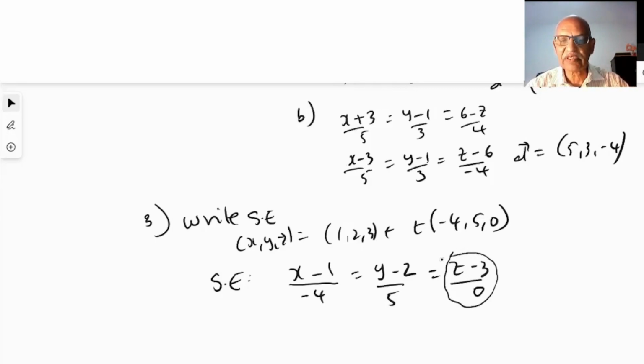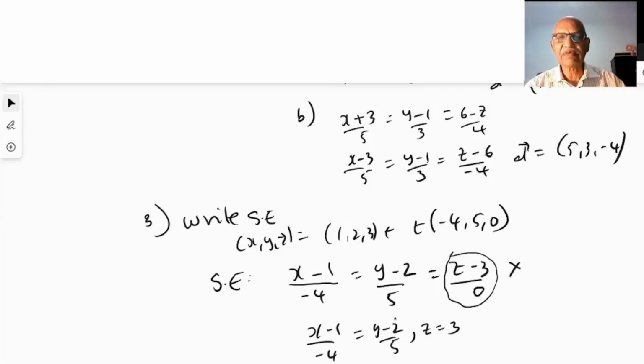I cannot have over 0. Therefore, I cannot write this one here. So what I do is (x minus 1) over minus 4 equal to (y minus 2) over 5. I write a comma here and I say z is always 3. We don't use the direction vector because it is 0. I write z equal to 3. If the 0 was under y, I would say y equal to whatever number you have. So that's what we have.